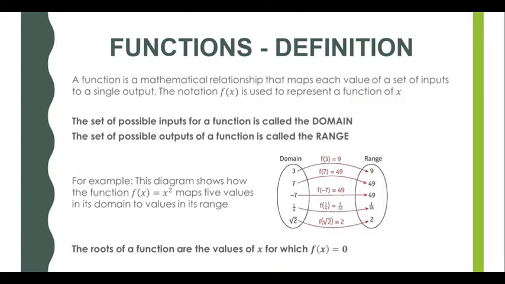Functions are used to map inputs onto outputs. The notation f of x is used to represent a function of x. The set of inputs is called the domain, and the set of outputs is called the range. For example, this diagram shows how the function f of x equals x squared maps 5 values from its domain to 5 values on its range.